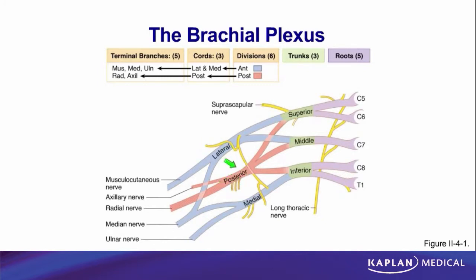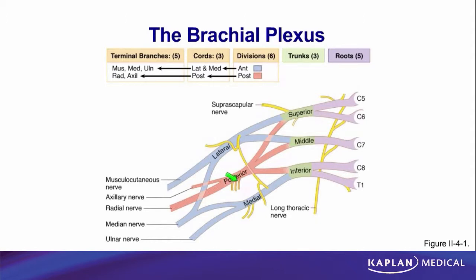So now in the axilla, we have three cords, and they're named lateral, medial, and posterior, and those names are based upon their position in the axilla relative to the artery that runs right through the center of the axilla, the axillary artery. And so the lateral cord is lateral to the artery, medial cord is medial to the artery, posterior cord is posterior to the artery.